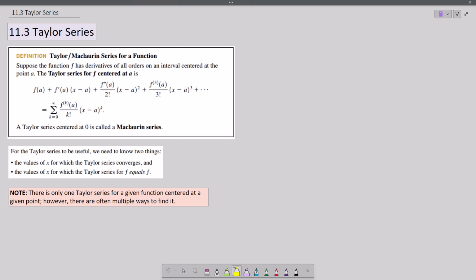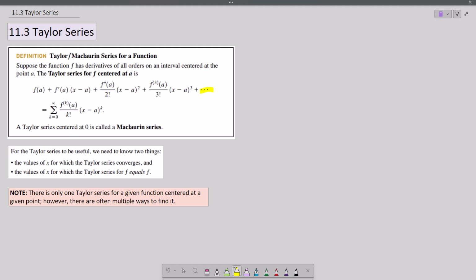The only difference is the plus dot, dot, dot. So if you are asked on a test to build a Taylor series, make sure that you put the plus dot, dot, dot. If you leave off the plus dot, dot, dot, it's not a Taylor series, it's a Taylor polynomial. So this is just a recap of what we did last week. All we did was put dot, dot, dot now. Now it's a series instead of a polynomial.